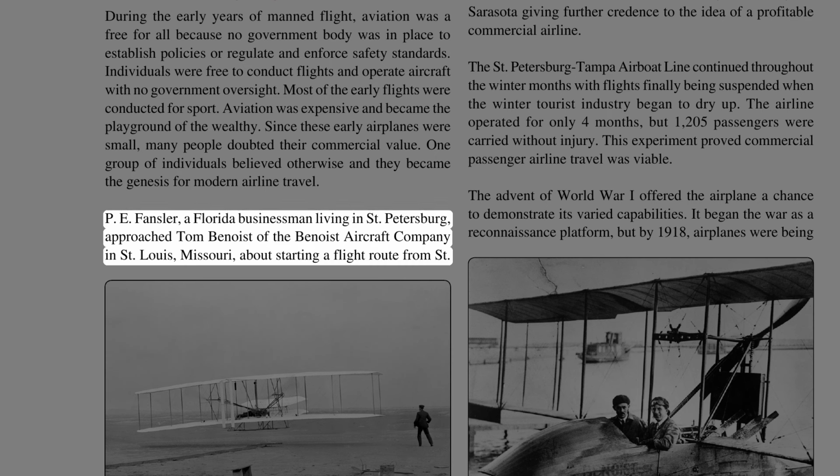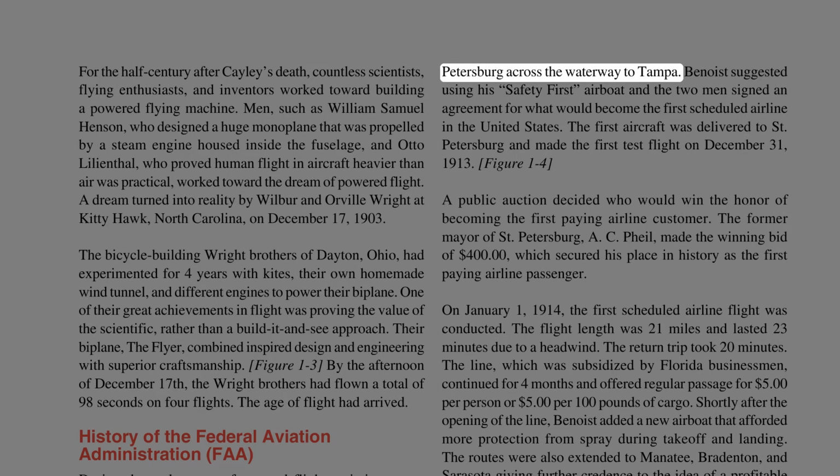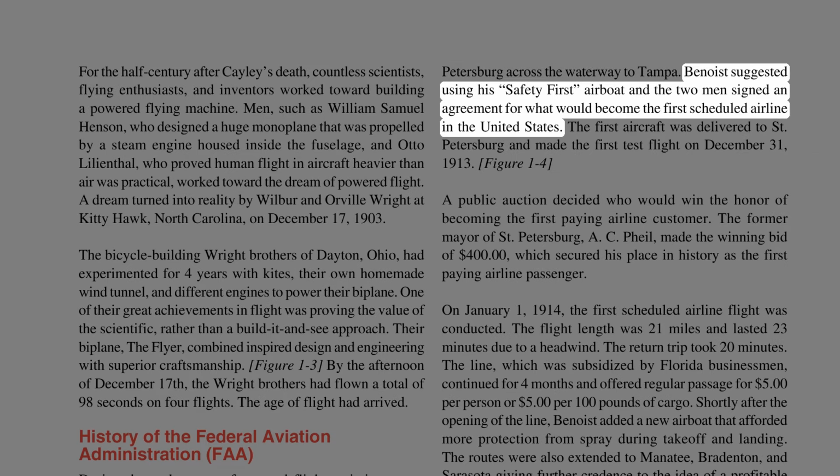P. E. Fansler, a Florida businessman living in St. Petersburg, approached Tom Benoist of the Benoist Aircraft Company in St. Louis, Missouri, about starting a flight route from St. Petersburg across the waterway to Tampa. Benoist suggested using his safety first airboat, and the two men signed an agreement for what would become the first scheduled airline in the United States.